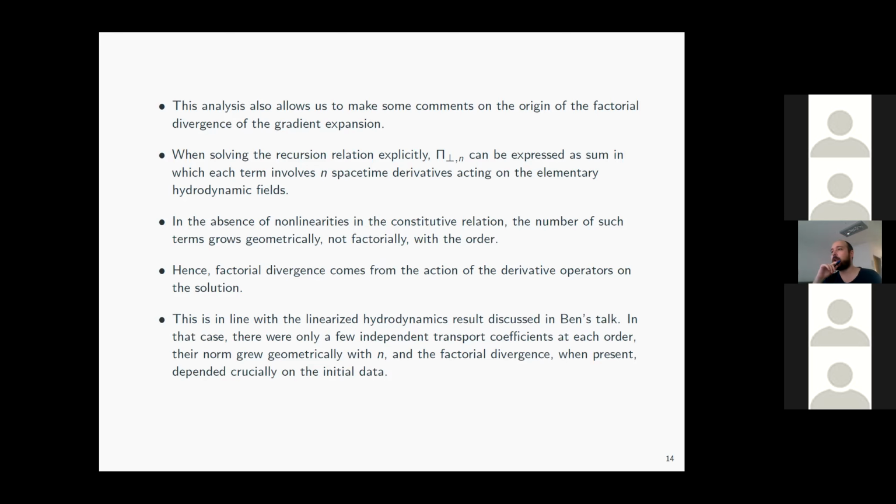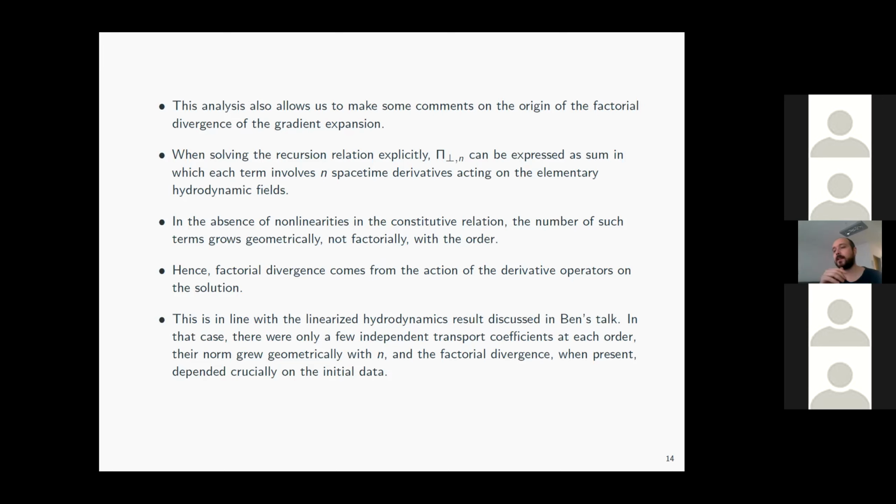So first of all, when you solve the recursion relation that I showed to you explicitly, the nth term, this pi per n, can be expressed as a sum in which each term contributing to the sum involves the action of n spacetime derivatives acting on your elementary fields. This is by construction. And in the absence of nonlinearities in the constitutive relation, you can show that the number of these terms contributing at each order grows geometrically with the order, not factorially. So in this case, at least, the factorial divergence has to come from the growth of the derivative operators acting on your solution and not by the growth of the number of independent terms contributing at each order.